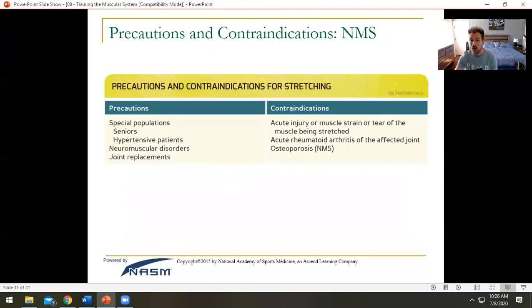Things to be aware of, though: contraindications. Don't do it on a muscle that has been strained or torn recently. Don't do it in anybody who has rheumatoid arthritis or any other joint disorder. And don't do it with osteoporosis. All three of those are contraindications. Those are clients for whom PNF stretching is really not safe. So you're going to be careful with seniors, and you want to be careful with hypertension as well. With hypertensive clients, that long duration increases tension the same way isometrics do, and we don't want to do isometrics with hypertensive clients.